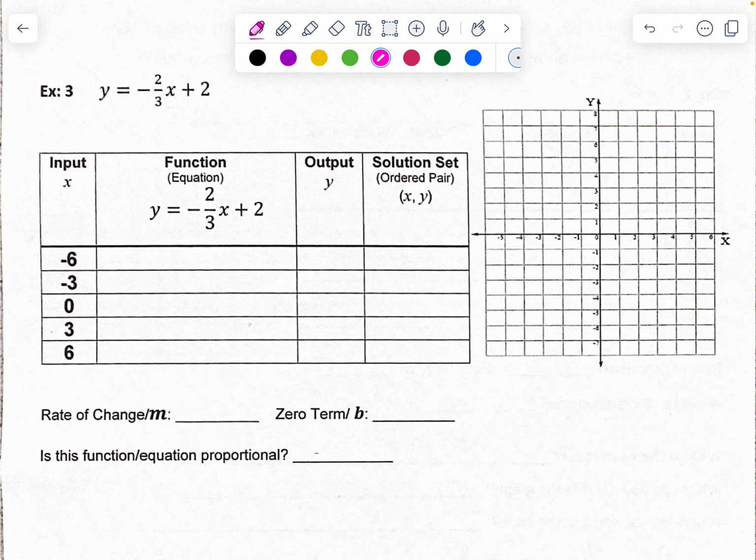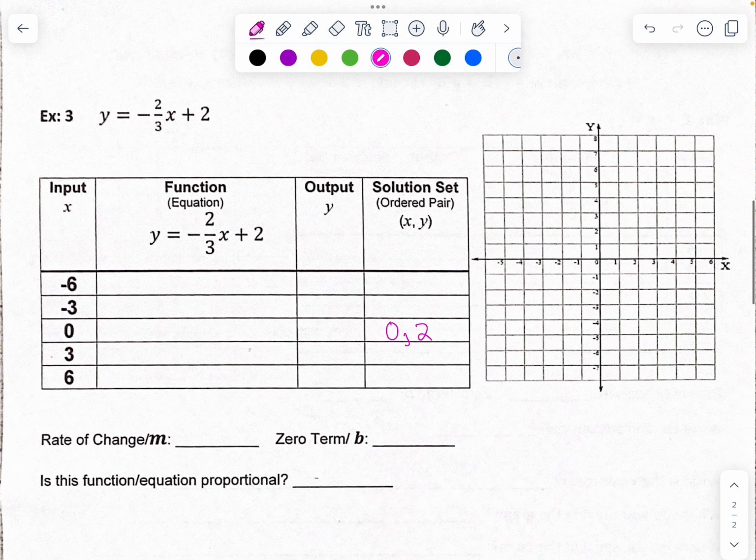Here we go. My point, my y-intercept is 2, so 0, 2. Now, I'm going to work backwards on this one, and you can, or you don't have to. This says -2 over 3. That says that's my change of y, and that's my change of x. So if I'm going to subtract 2, I end up at 0. And if I subtract 2 again, I end up at -2.